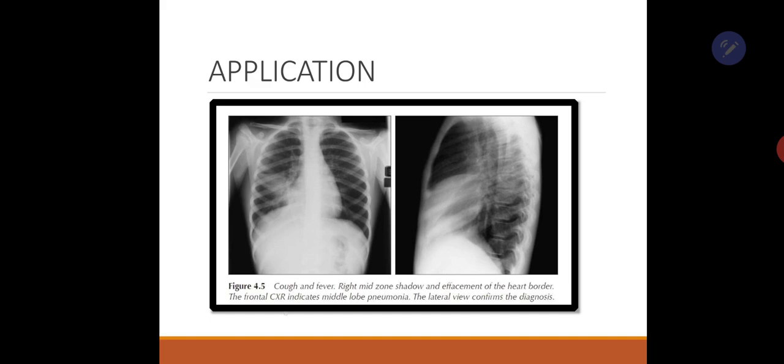Example: in the case of cough and fever, you can see the right mid-zone shadow and effacement of the heart border. You can see the effacement of the heart border and right mid-zone shadow. The frontal chest X-ray indicates middle lobe pneumonia. So this is where the importance of this lies. I hope you get an idea. I am giving an example, the lateral view, and this is the lateral view, and it confirms the diagnosis. I hope it is clear.